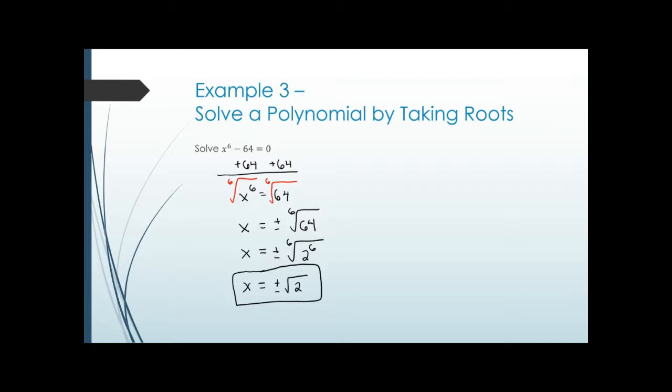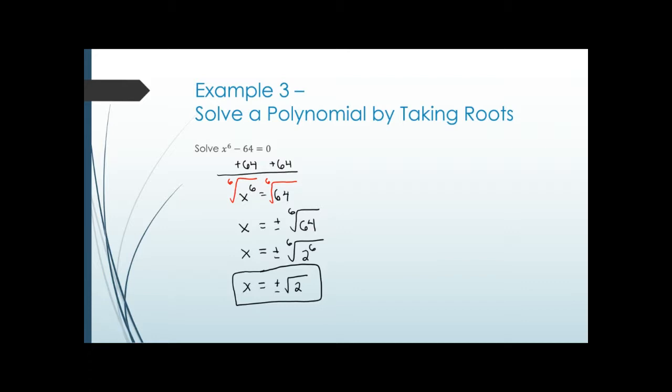And so you may be wondering, well, wait a minute here. If our exponent is 6, we only get 2 answers here. We have a positive and a negative. Well, sometimes what you get are called double roots or triple roots, where you get the same answer more than once.